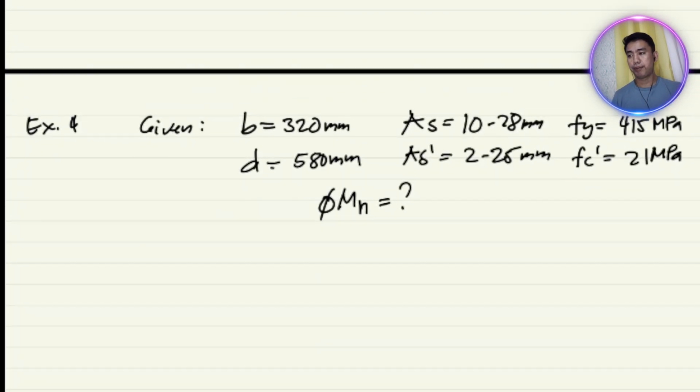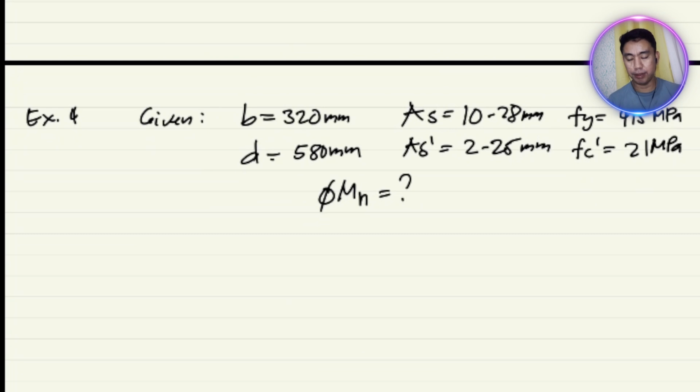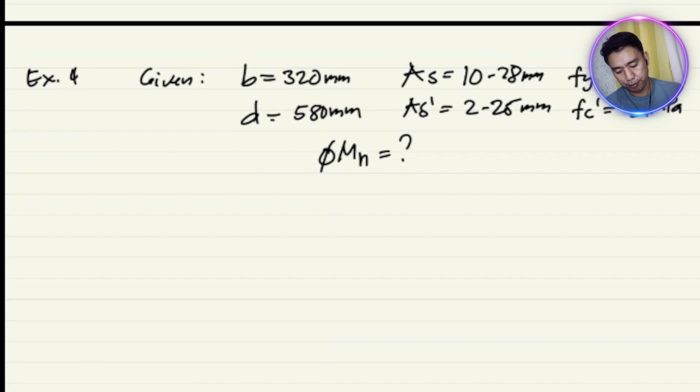Next example. Let's see kung anong lalabas naman, anong wrong assumption naman dito. So, ang B natin is 320, D is 580, ang AS is 10 at 28 mm, ang AS prime is 2 at 25 mm, Fy is 415 megapascal, Fc prime is 21 megapascal. So, we determine the moment capacity phi Mn.